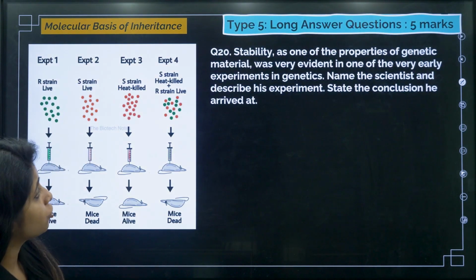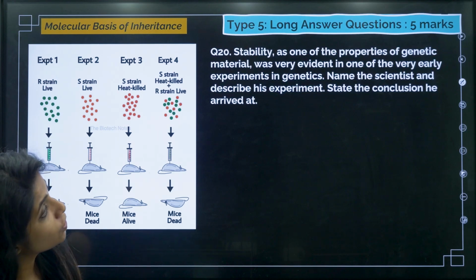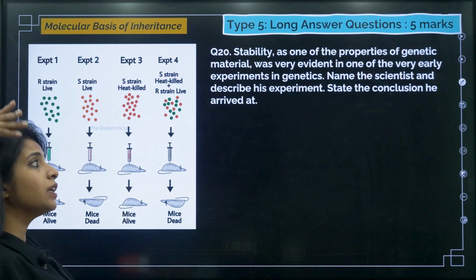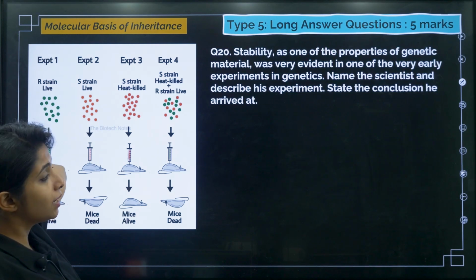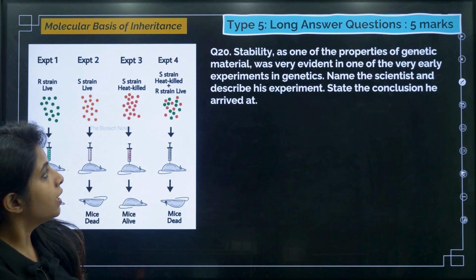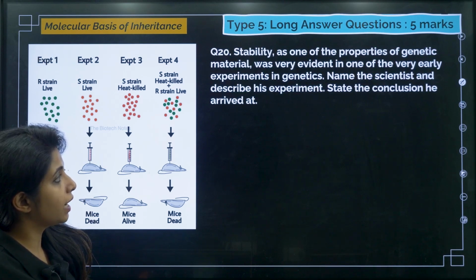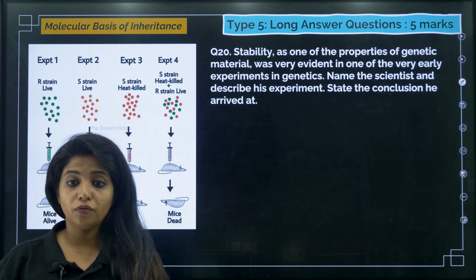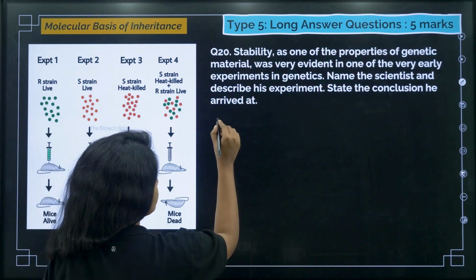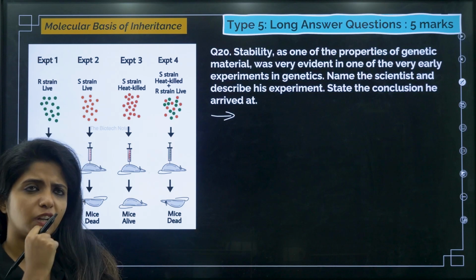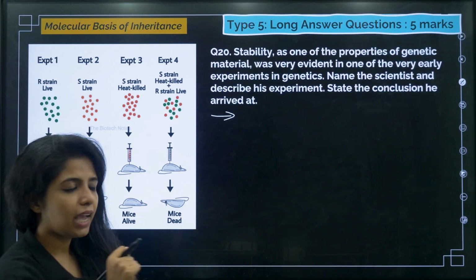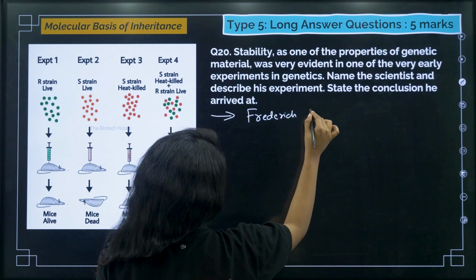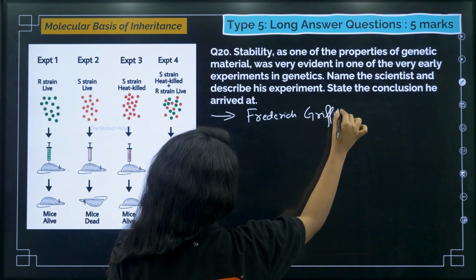Stability as one of the properties of genetic material was very evident in one of the very early experiments in genetics. This is the 5-marker question that we have entered, children. Name the scientist and describe the experiment. State the conclusion he arrived at. So basically, for genetic material, being stable is a very important thing. There was a scientist who was working on what could be the genetic material, RNA, DNA or a protein, and his name was Frederick Griffith.